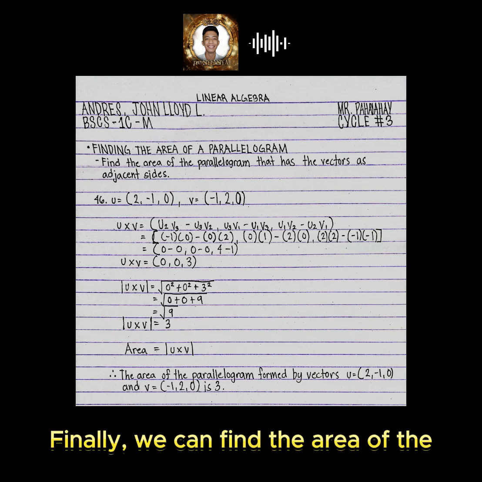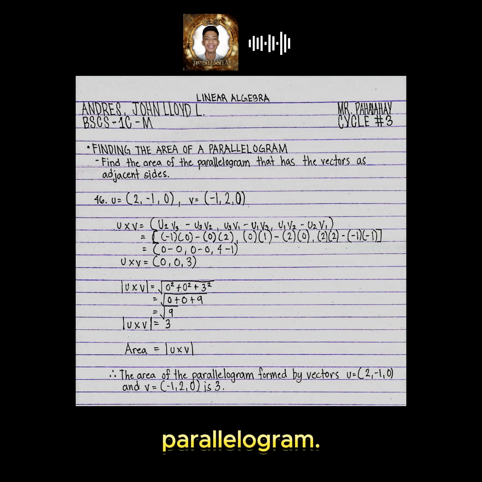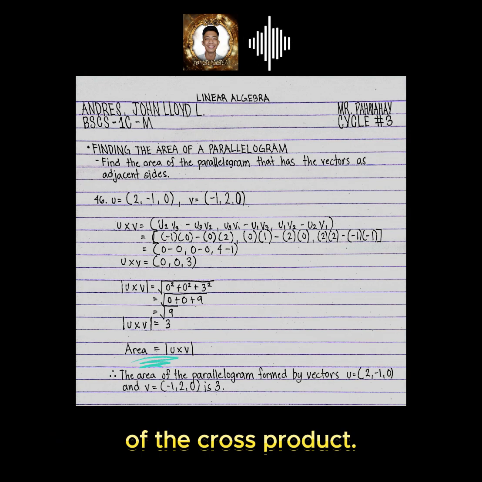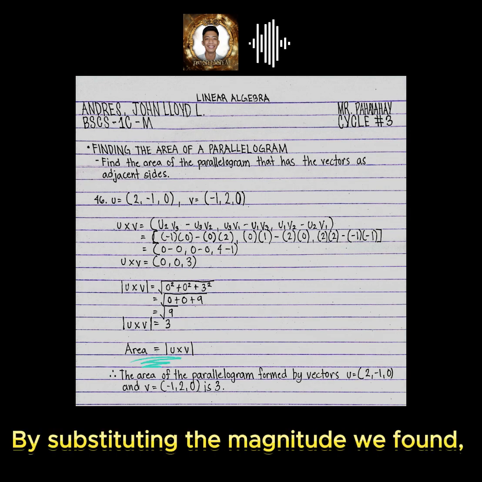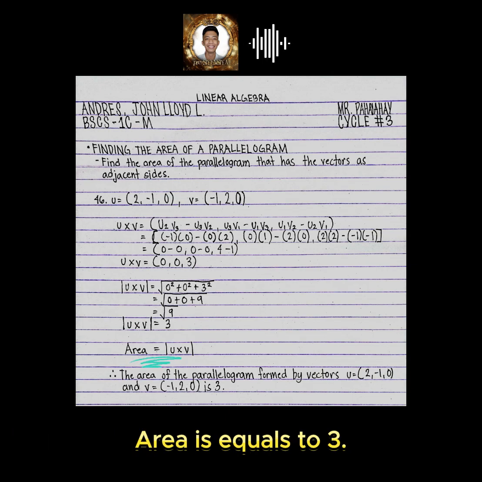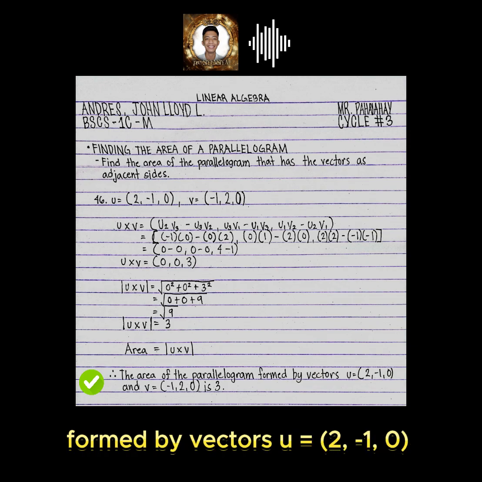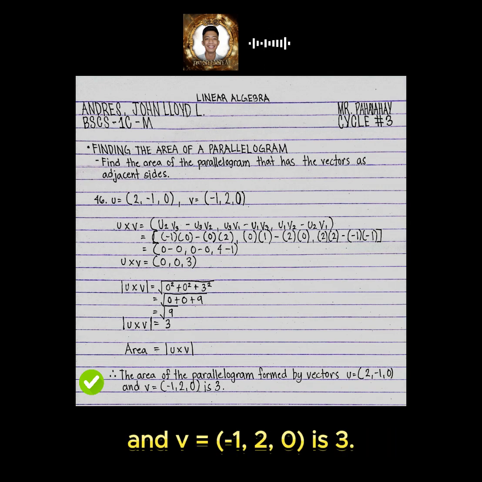Finally, we can find the area of the parallelogram. The area is equal to the magnitude of the cross product. By substituting the magnitude we found, the area is equal to 3. Therefore, the area of the parallelogram formed by vectors u equals 2, -1, and 0, and v equals -1, 2, and 0 is equal to 3.